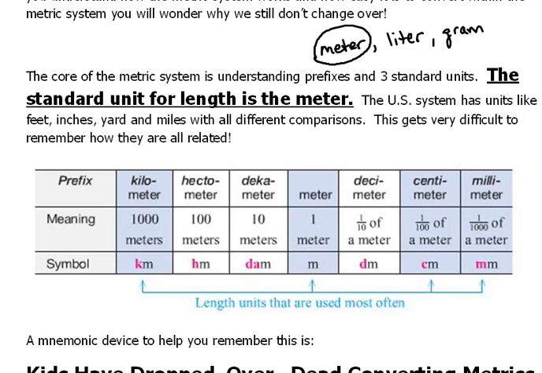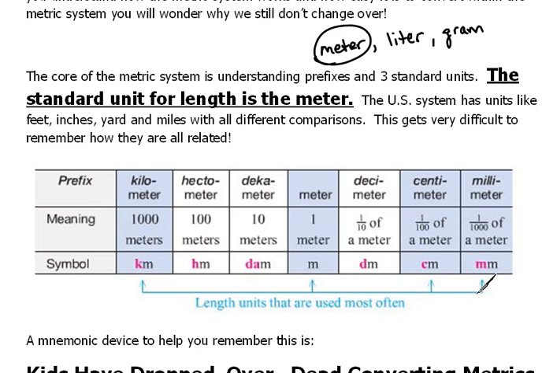So we're going to be focusing on the meter in this set of videos, and that is our standard unit for length in the metric system. Now, in the U.S. system, if you'll remember, for length we had a whole bunch of different units: feet, inches, yards, miles, all those kinds of things. And every one of them had different numbers attached to them. This gets really difficult to remember. You have to remember there are 12 inches in a foot, 3 feet in a yard, 5,280 feet in a mile. There's all those different amounts.